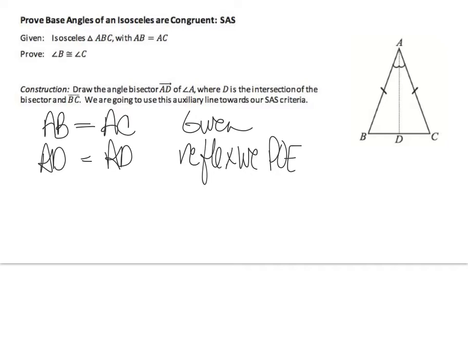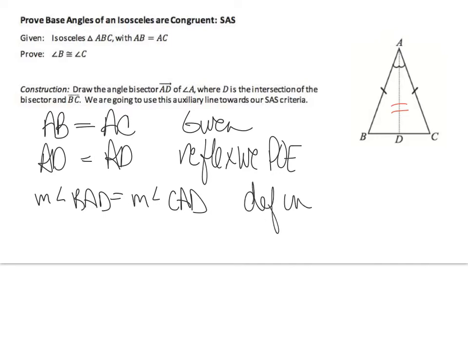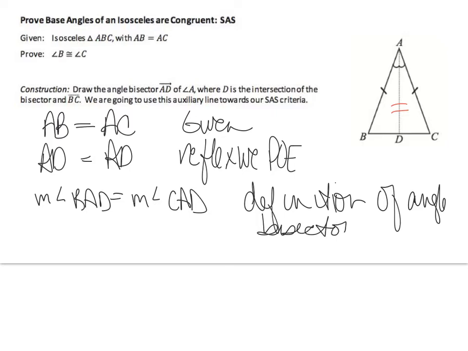I always tell every one of my students, if you have two triangles that share a side, mark them congruent. Okay, we know that the measure of angle BAD equals the measure of angle CAD because we actually bisected it. Definition of angle bisector. Therefore, we know triangle ABD is congruent to triangle ACD because of side angle side.